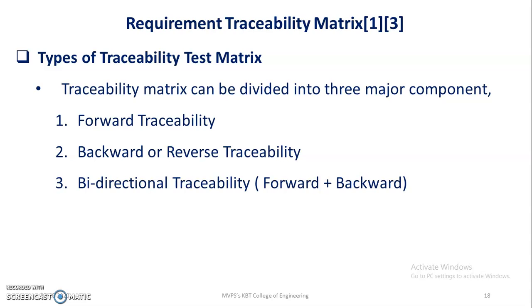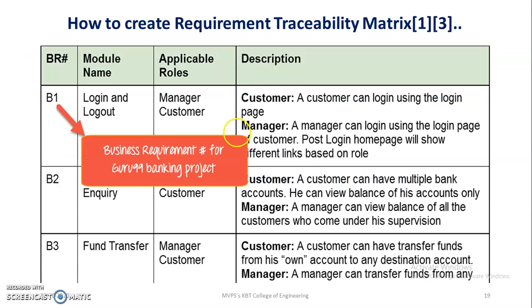Next point that we have to discuss is how to create a requirement traceability matrix. On the basis of the business requirement document, that is BRD, and the technical requirement document, that is TRD, testers start writing test cases. So on the basis of the BRD and TRD documents, the tester starts to write the test cases.